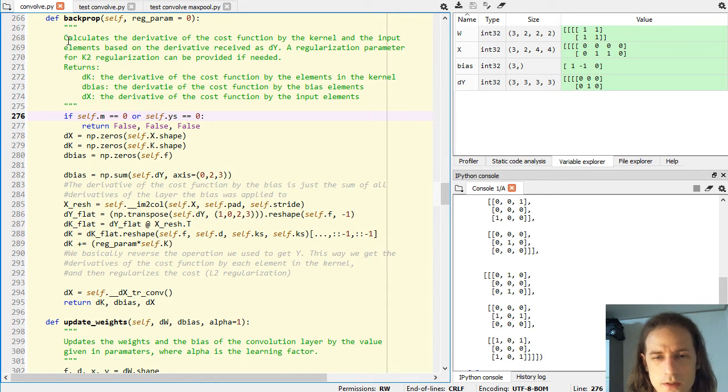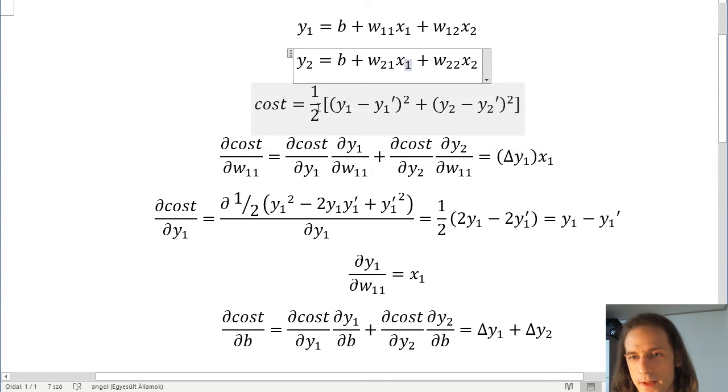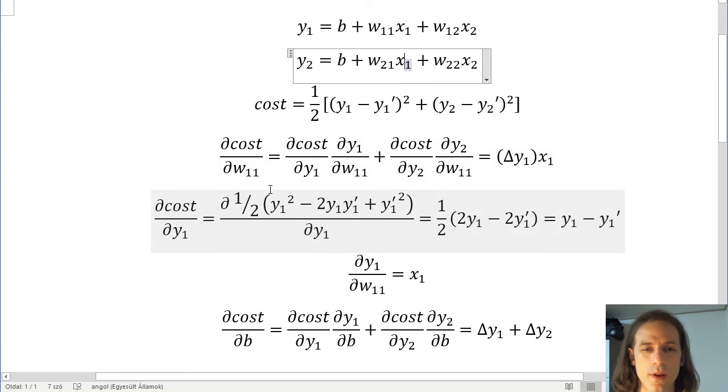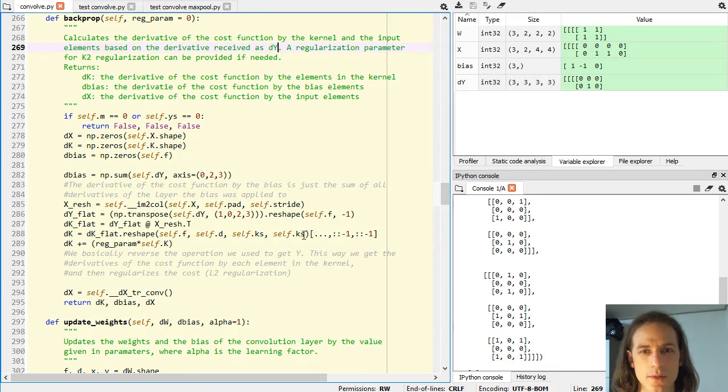And so what does it do? It calculates the derivative of the cost function by the kernel and the input elements based on the derivative received as dy. So dy is going to be everything that comes after this. If there are more layers, it's going to be the derivative of the cost function by the output of this layer, which can be the final layer or another deeper layer.